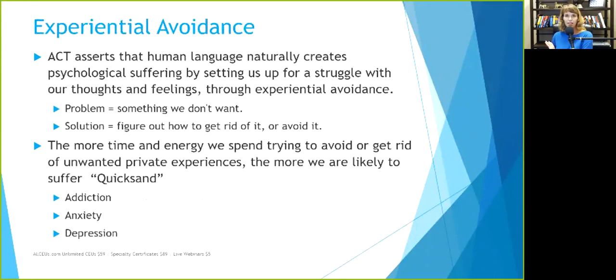Experiential avoidance. ACT asserts that human language naturally creates psychological suffering by setting us up for a struggle with our thoughts and feelings through experiential avoidance. There's a problem. I'm feeling anxious. I don't want to feel anxious. My solution: I need to figure out how to get rid of anxiousness, or I need to avoid anxiousness. And in my attempt to control it, I end up making it worse instead of just accepting that it is, and eventually it'll just kind of peter out. Or making a choice to do something. And we're going to talk about the ACT matrix at the end of this presentation.